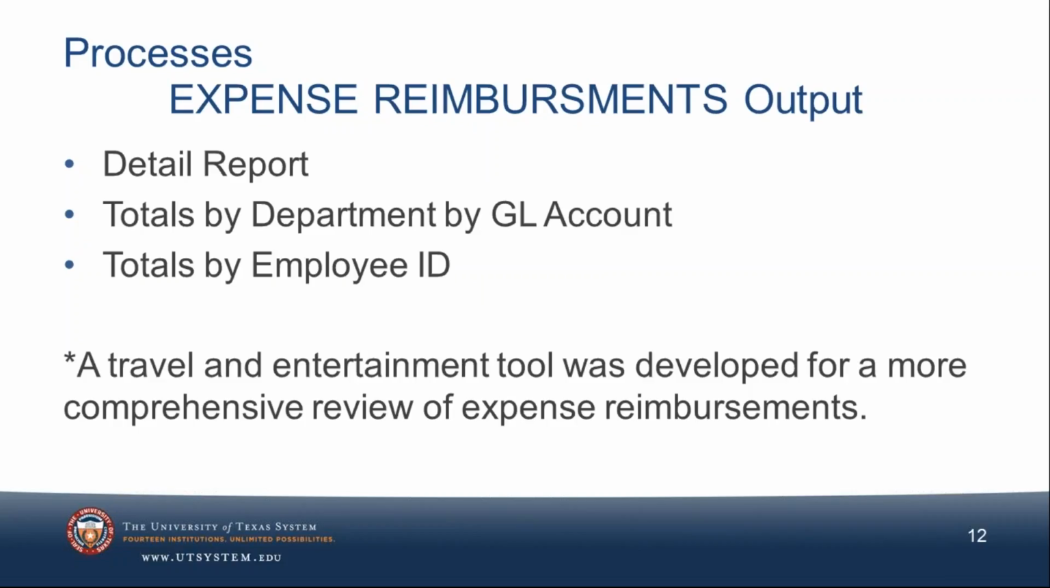Next, we have the expense reimbursement. We don't have that much in this tool for expense reimbursement, because we actually have a completely separate travel and entertainment tool, developed after this, that does a more comprehensive review of expense reimbursement. I'll say something very briefly about that when we're getting through with this slide. For the output for expense reimbursement, of course, we have that detail report. Then we have the totals by department by the GL code, and then totals by the employee ID.